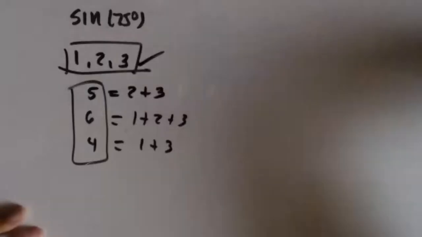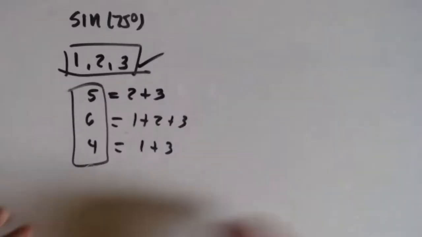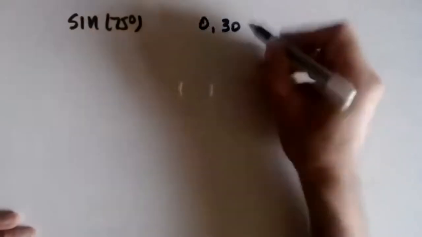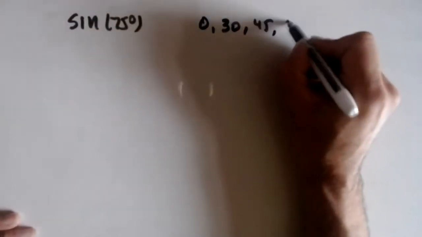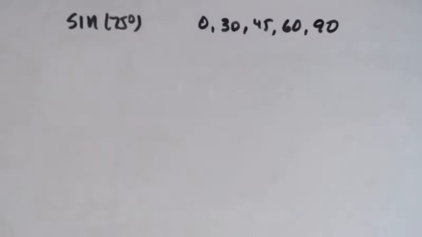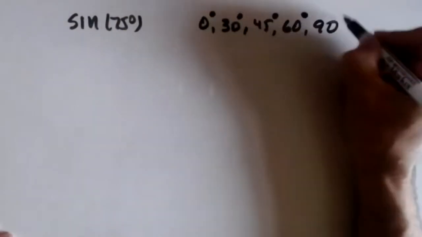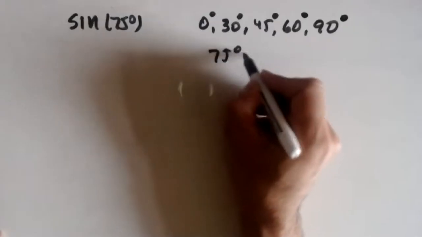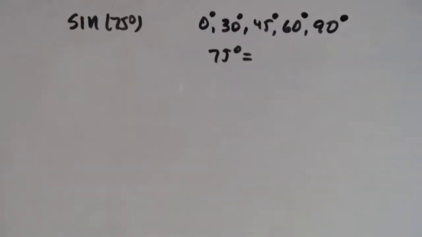So for instance here, as you see, I have 75. The angles I know are 0, 30, 45, 60, and 90. So those are the angles I have. How can I combine these ones to get a 75? So 75 equals what? What values may you combine?